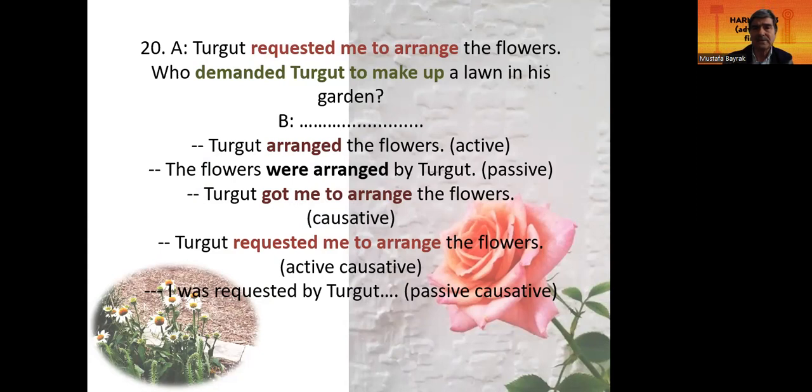Turgut arranged the flowers, active. The flowers were arranged by Turgut, passive. Turgut got me to arrange the flowers, causative. I think this is very clear. So clear. Turgut requested me to arrange the flowers, active again. Turgut requested me to arrange the flowers, but causative active. I was requested by Turgut to arrange the flowers, passive form. Yes, Turgut requested me. I was requested to arrange the flowers.